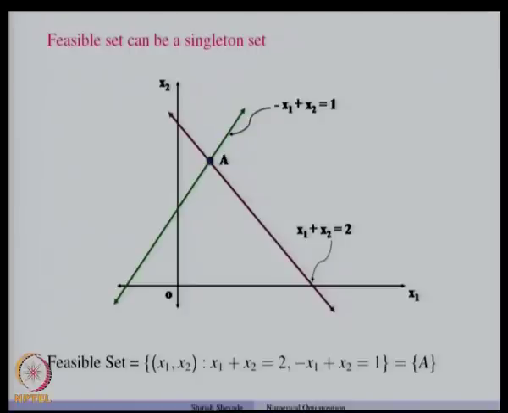But for most of our discussion, we will not worry about these kinds of problems, because when the feasible set is a singleton, there is no need to worry about finding a solution to the problem. Since the feasible set is the singleton set, that itself is a solution to the given optimization problem. So, this case is not interesting.